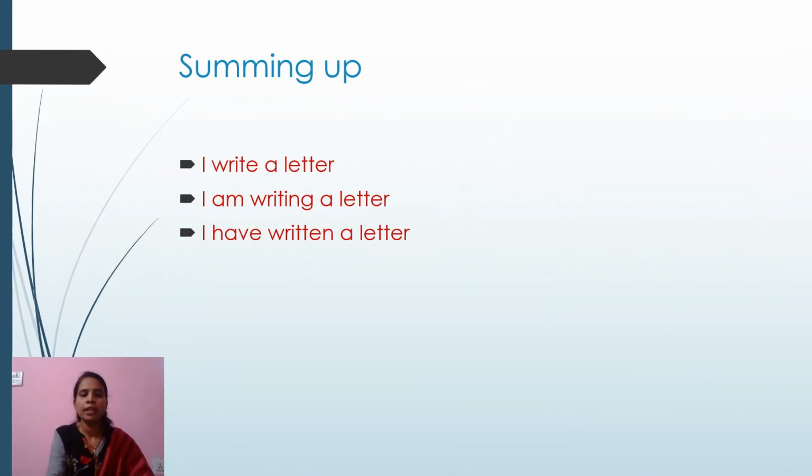Now summing up, let's take a simple sentence and write it into all the 4 tenses. I write a letter. This is in simple present or present indefinite tense. I am writing a letter, that is present continuous tense. And in present perfect tense, I have written a letter. And in present perfect continuous tense, I have been writing a letter for half an hour.